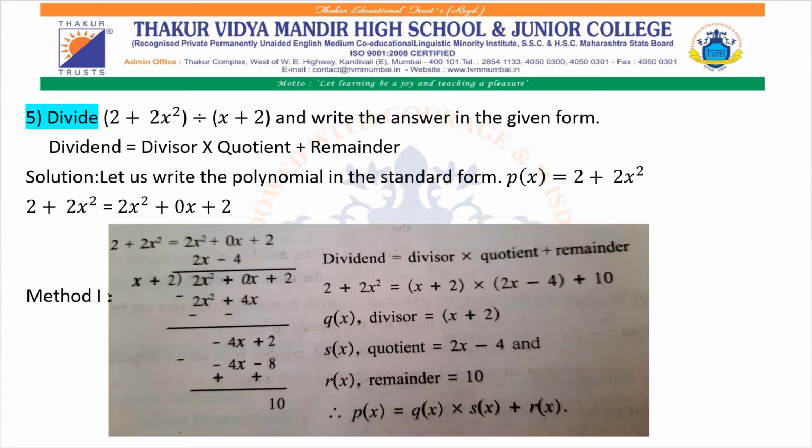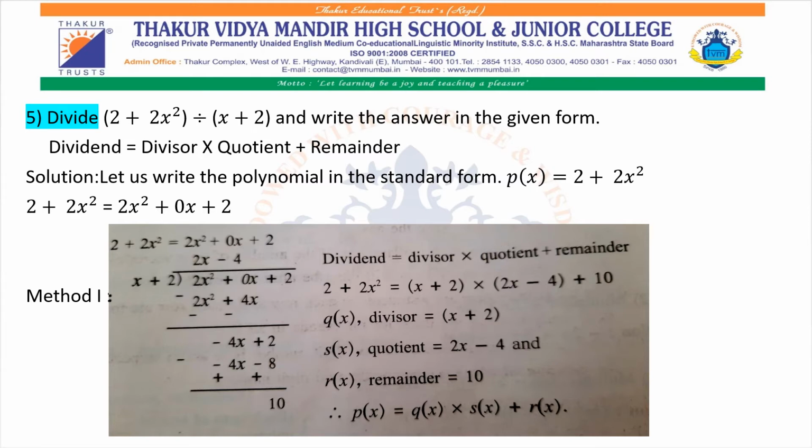Divide 2 plus 2x square by x plus 2 and write the answer in the form of dividend is equal to divisor into quotient plus remainder. So the solution is, let us write the polynomial in the standard form first. First, what is our polynomial? P of x is equal to 2 plus 2x square.